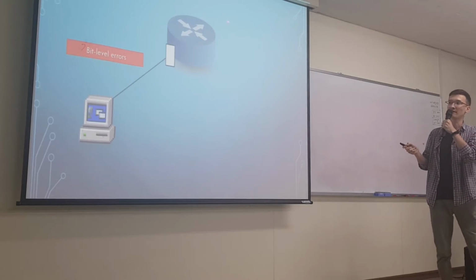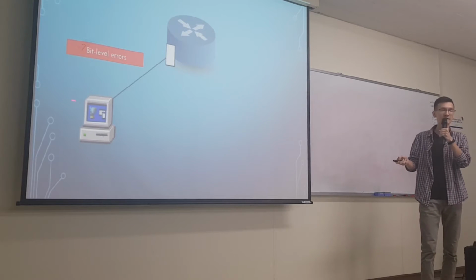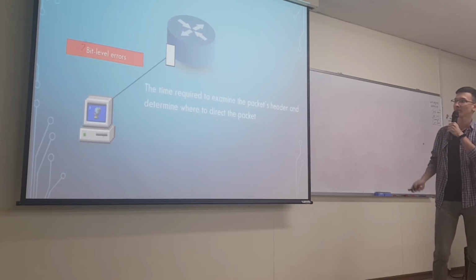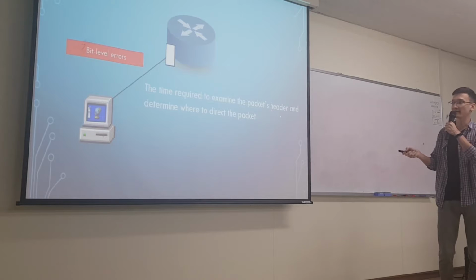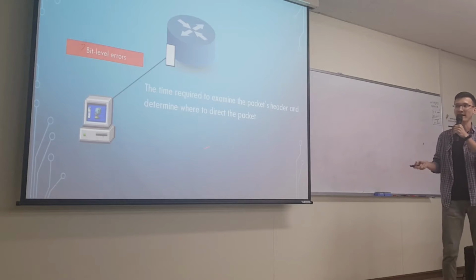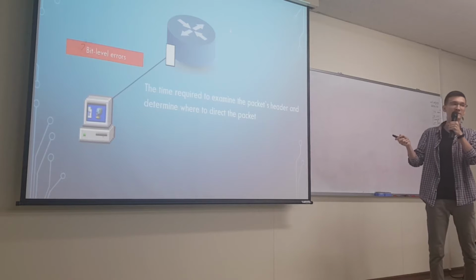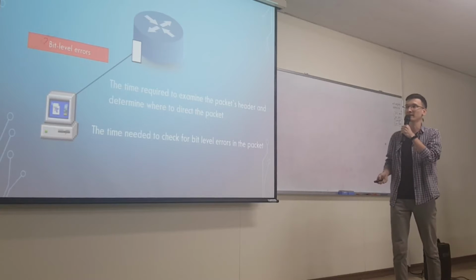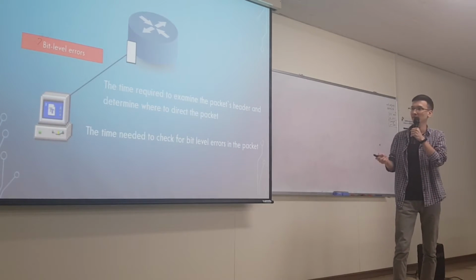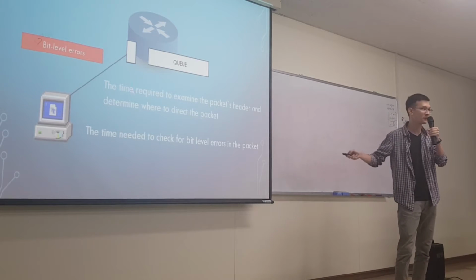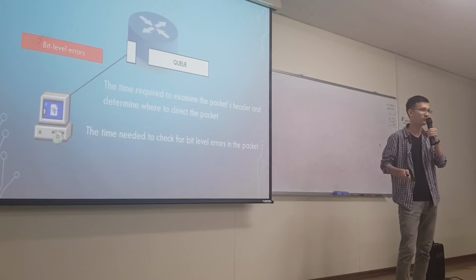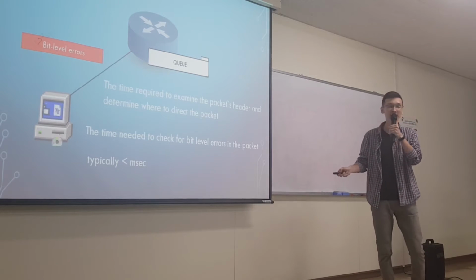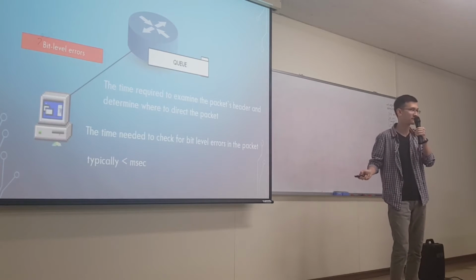The first is processing delay. When the host sends a packet to the router, some bit level errors may occur. The time required to examine the packet header and determine where to direct the packet is part of processing delay. And the time needed to check for bit level errors in the packet is another factor of processing delay. After all this process, our packet will go to the queue. Typically, processing delay is less than or equal to milliseconds.